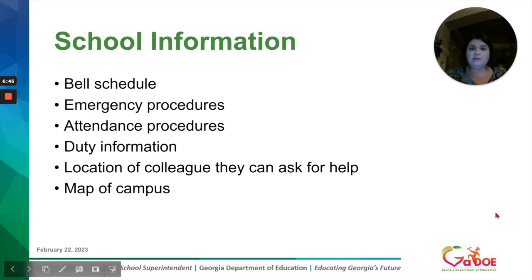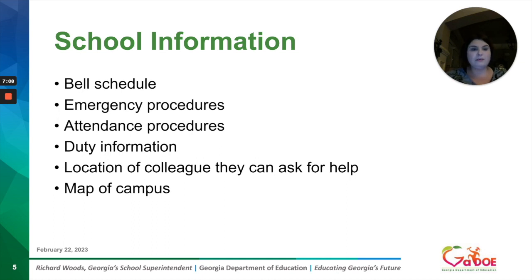So what are some of the pieces of information that should be in your subfolder? So we're going to talk first just a little bit about what kind of school information should be in there. The bell schedule for the day, and again, the current year's bell schedule, and making sure that's easy for the person looking at it to understand when the bell is going to ring for each time. Any general emergency or evacuation type procedures.